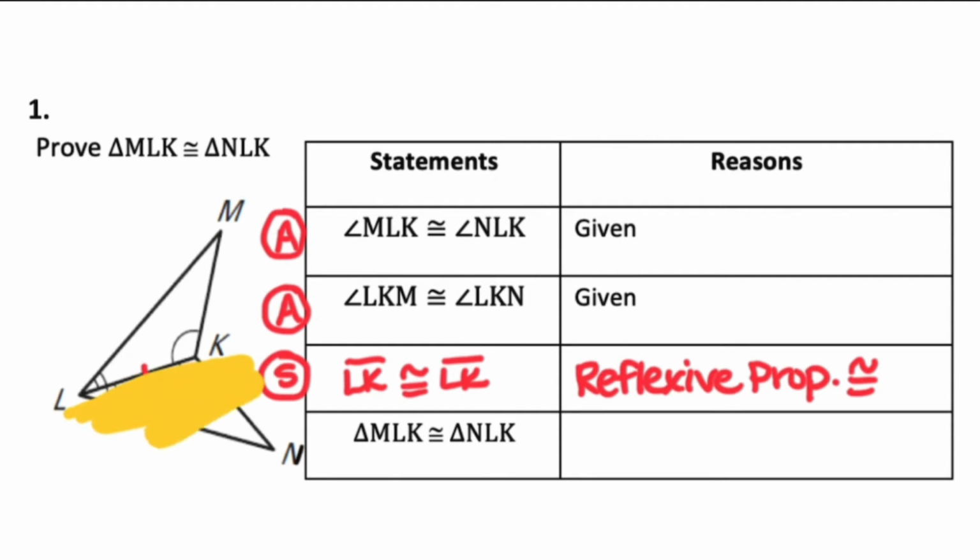And if we look at just one triangle at a time, we've got an angle here and an angle here, and the side that's between those angles is marked congruent. So that's the formation that tells us the triangles are congruent by angle, side, angle congruence postulate.